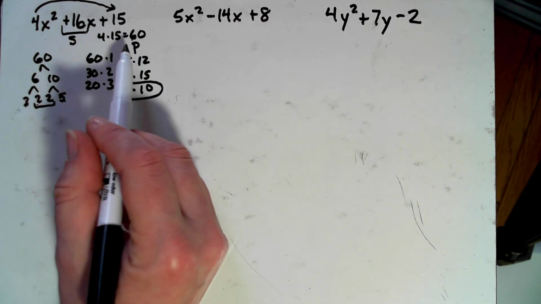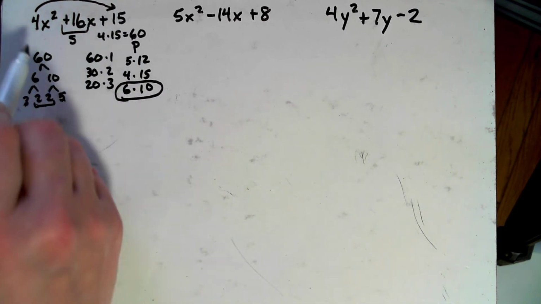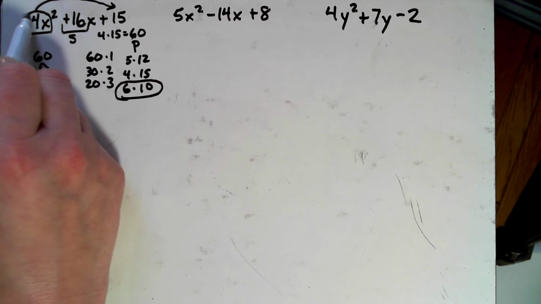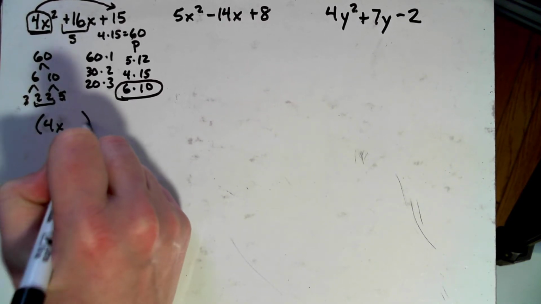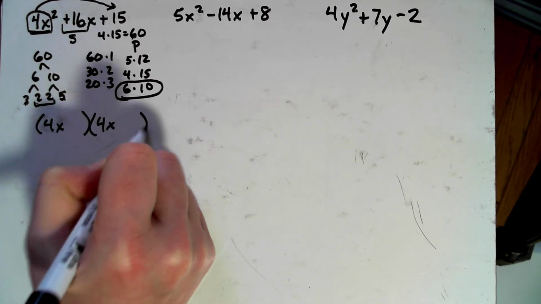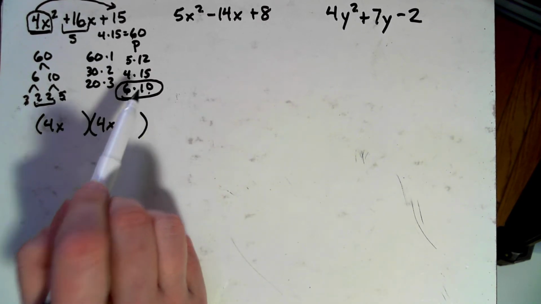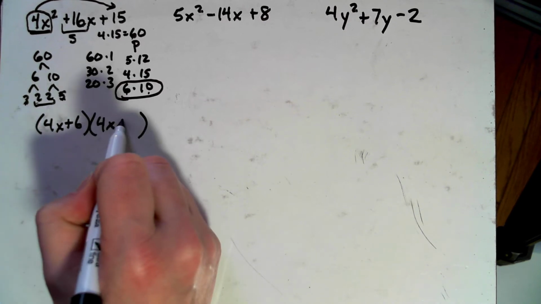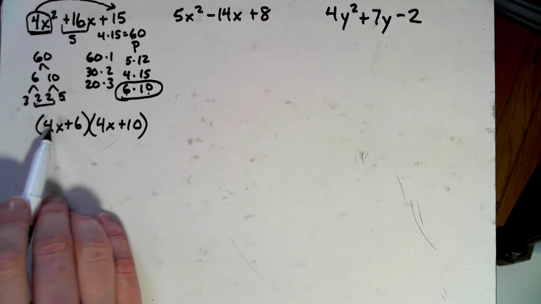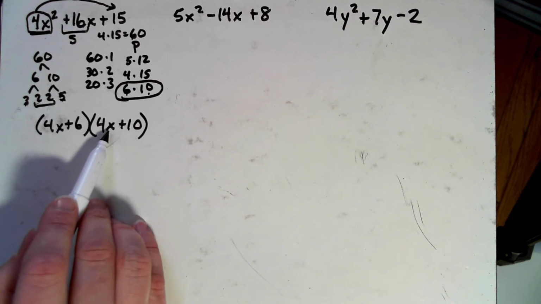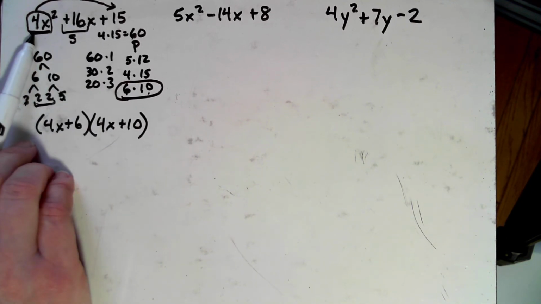Now here's the tricky part. What I do in this factoring method is I keep the 4x. Ignore the squared. The 4x goes in both sets of parentheses. Okay, and then 6 and 10 will go in these other spots. And now we know that this is wrong, because if I was going to multiply this, 4x times 4x is 16x squared, not what I have here.